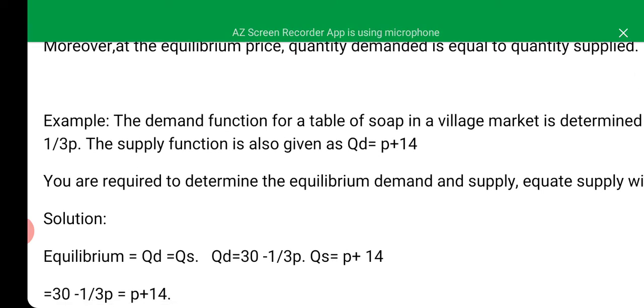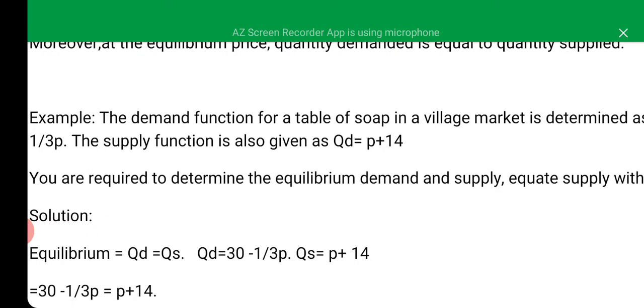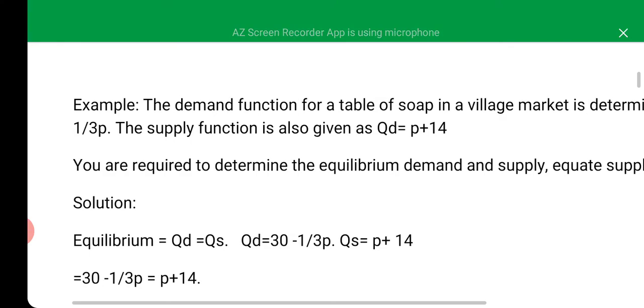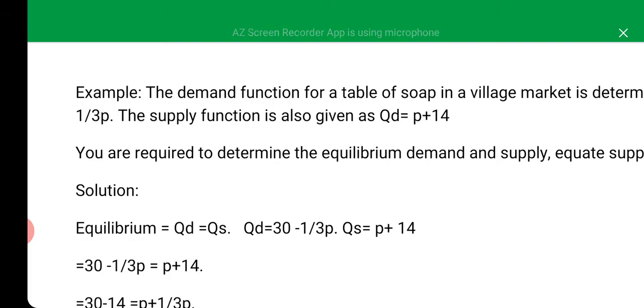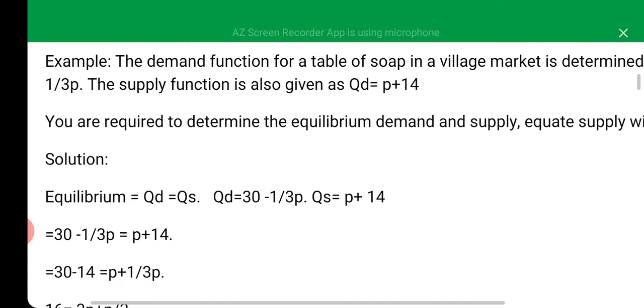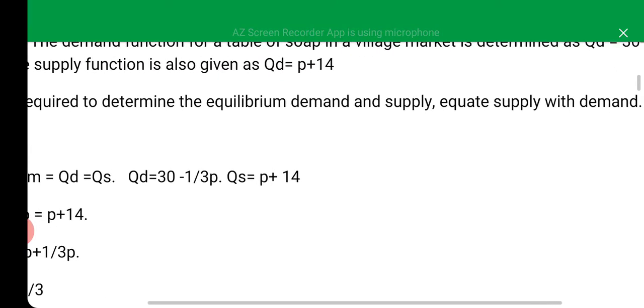Let's look at this example. The demand function for a tablet of soap in a village market is determined as QD equals 30 minus 1 over 3P. The supply function is also given as QS is equal to P plus 14. You are required to determine the equilibrium demand and supply.